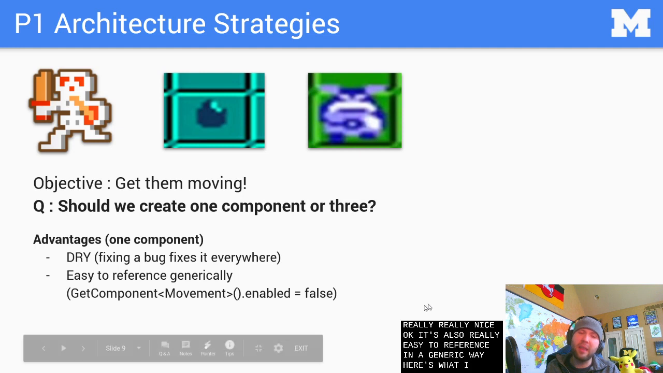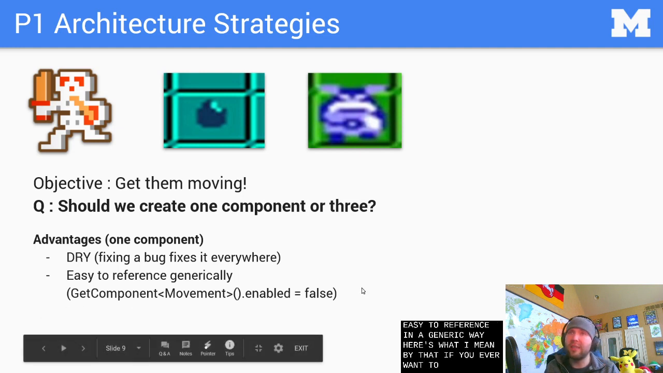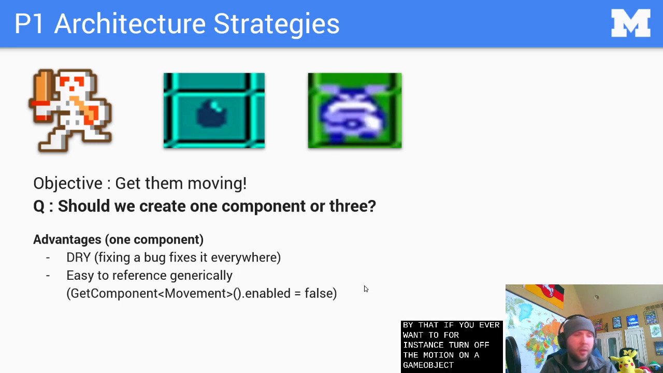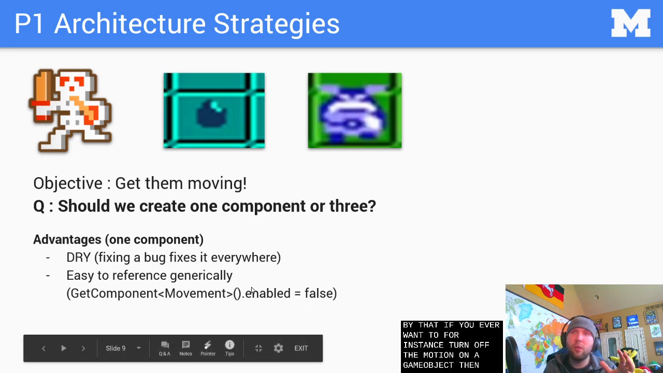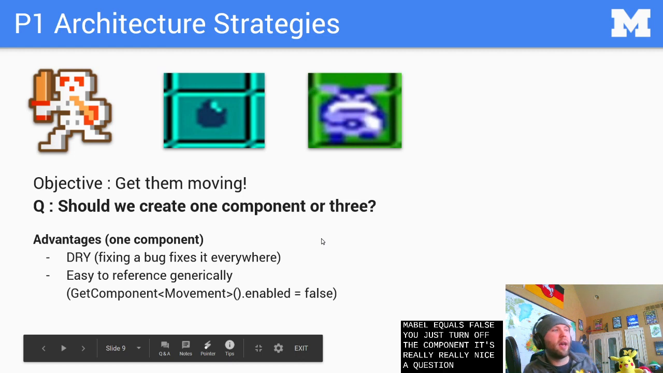Here's what I mean by that. If you ever want to, for instance, turn off the motion on a game object, then all you have to do is this: get component, movement, and then .enabled equals false. You just turn off the component. It's really, really nice. A question in chat.